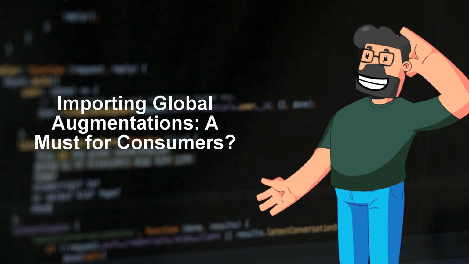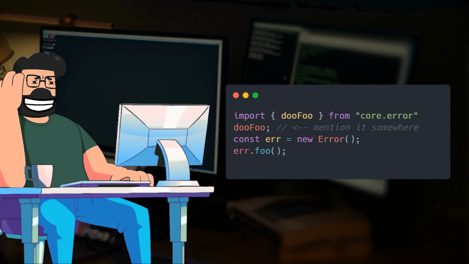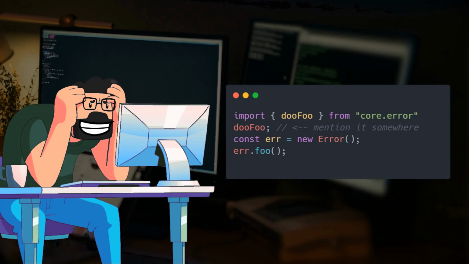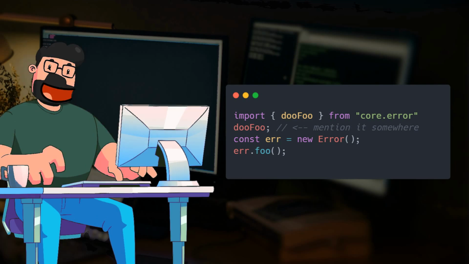Let's dive into the solution for this problem. In the provided solution, the key to resolving this issue lies in ensuring that the imported module is not elided by TypeScript due to being perceived as unused. By explicitly mentioning the doFoo import somewhere in the code, TypeScript will recognize it as having side effects and include it in the compiled JavaScript. This prevents the runtime error from occurring when invoking the new method on the error interface.